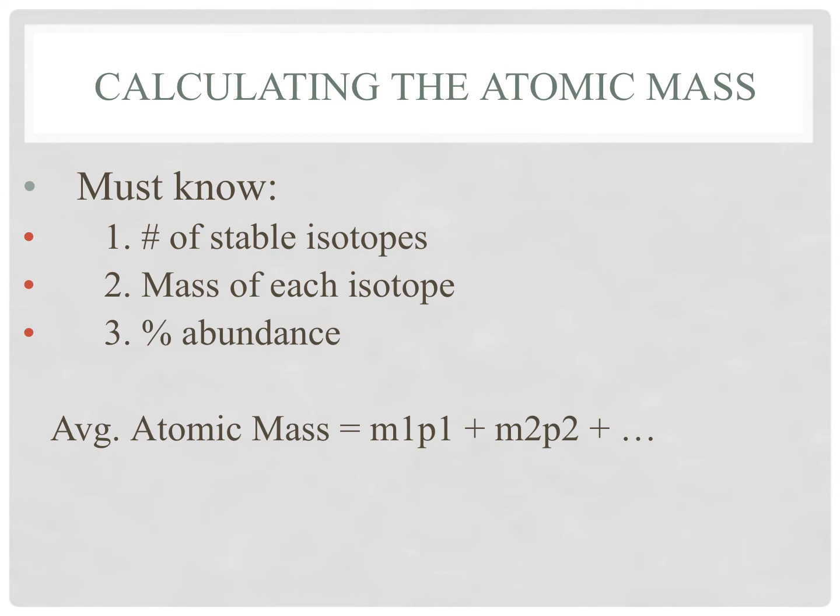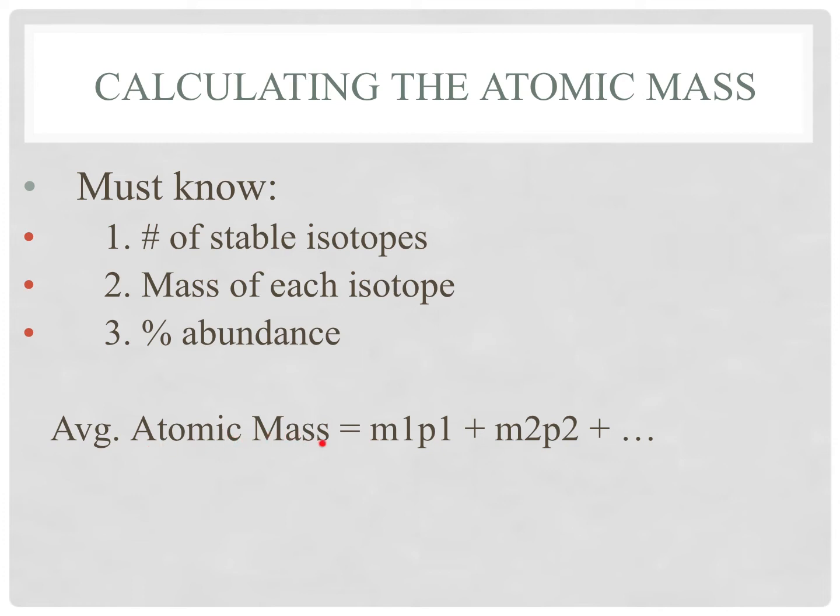So you have to know three things. First of all, you have to know how many stable isotopes there are. Then you have to know the mass of each isotope. And then third, you have to know the percent abundance. Like what percent of carbon is carbon 12? And what percent of carbon is carbon 14? You have to know those. And then once you know those numbers, we can plug them into the atomic mass equation.